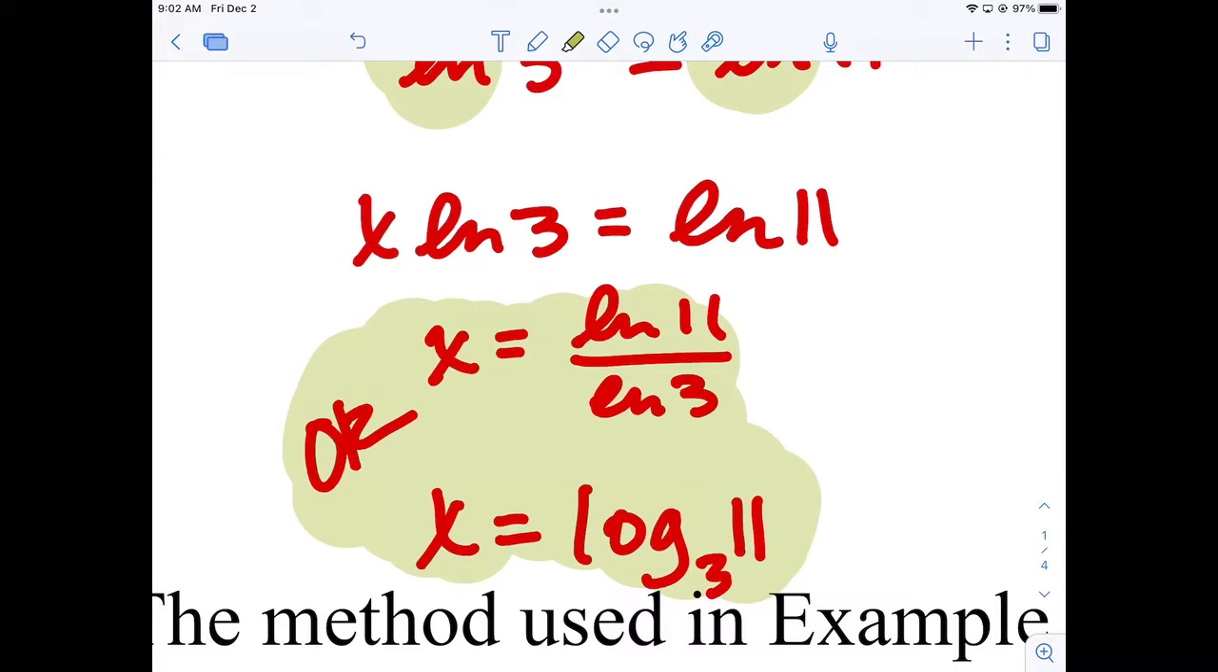And if you're interested in what that's equal to, you could type it into a calculator. Are y'all interested? It's 2 point something. I'm not really even that interested in it. We know it's 2 point something small, and we have the exact answer right there. Either one of those is the exact answer.